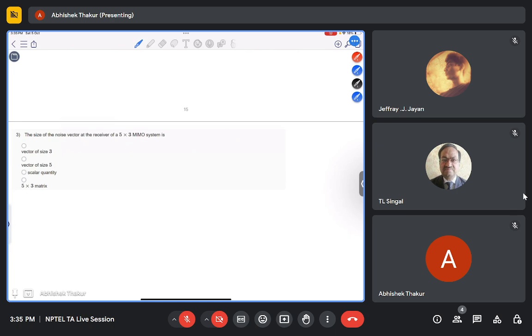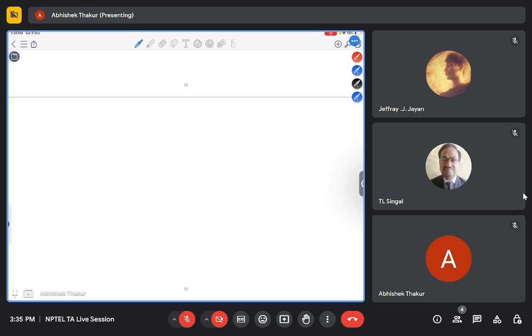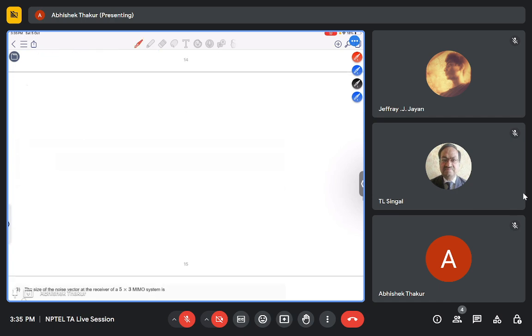Now the next question is the size of the noise vector at the receiver of a 5x3 MIMO system. Before moving into that, better we study the basics of MIMO system, then we can solve all the questions together. So MIMO stands for multiple input and multiple output system.